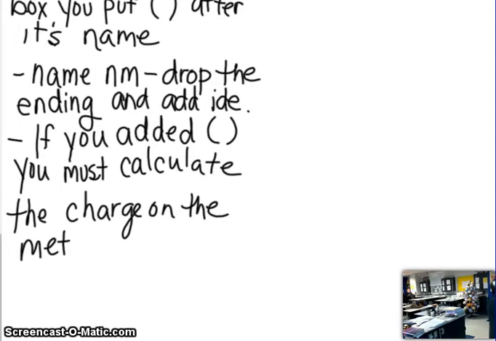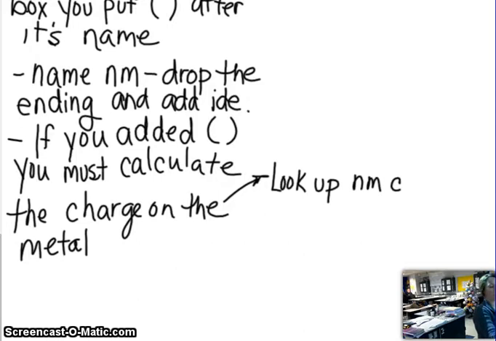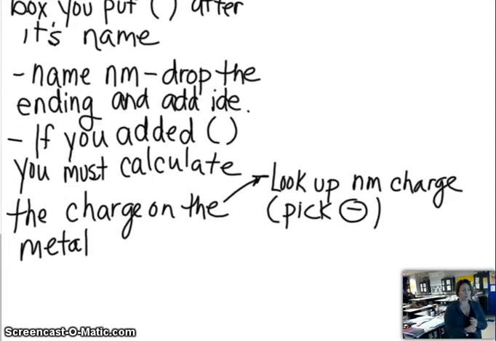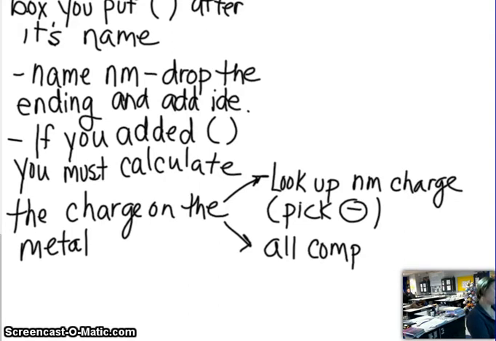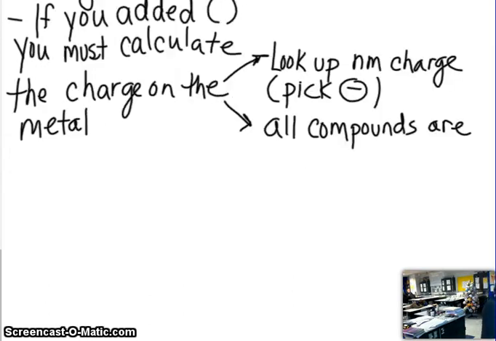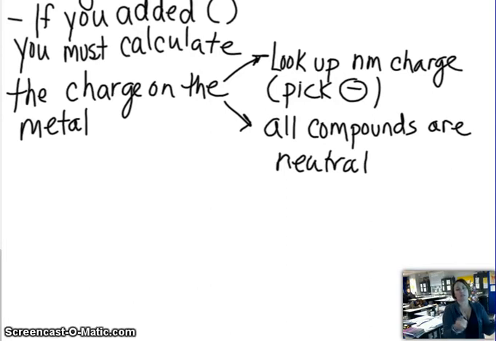There are two pieces of information you need to do that. The way you calculate the charge on the metal is that you use the nonmetal charge, and if there's more than one for your nonmetal, you'll pick the negative one. And you must remember that all compounds are neutral. What that means is that the sum of all the charges on all the ions in the compound must equal 0.